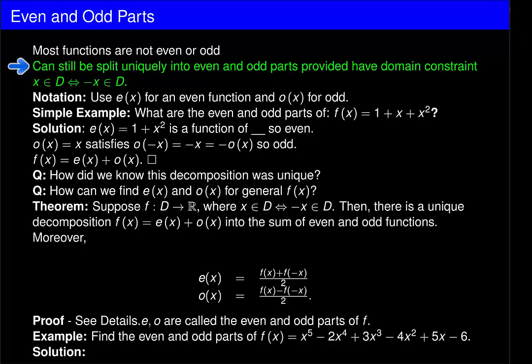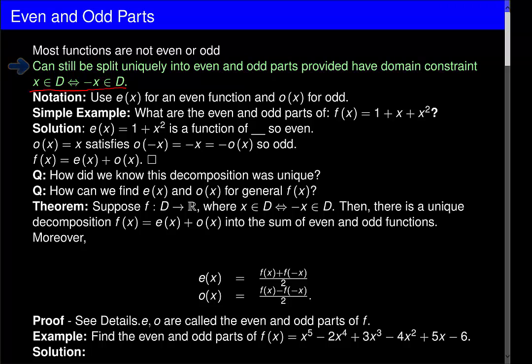So we still need this constraint, as we talked about when we talked about even and odd: to be able to consider these symmetry properties, we need x being in the domain of the function to be equivalent to saying minus x is in the domain. So if x is in, minus x is, and vice versa.